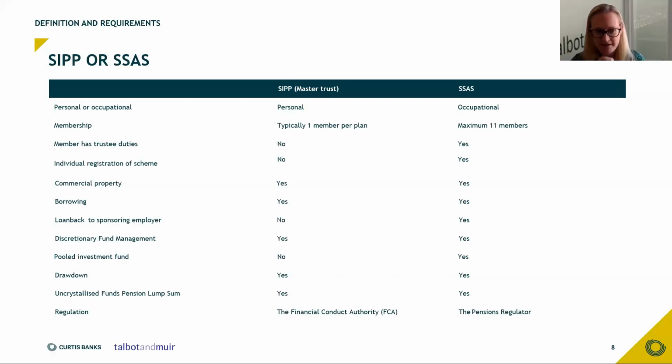And then just to differentiate, the differences really come, as I said, with the option to utilise loan back. And then in our last session, we went through in quite some detail things like the membership of the SSAS scheme, occupational versus personal, and we talked about the regulation and the trustees' duties, which you obviously have on the SSAS side, and you don't have on the SIP side.